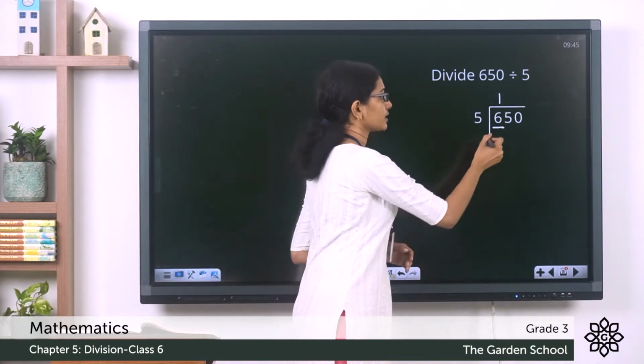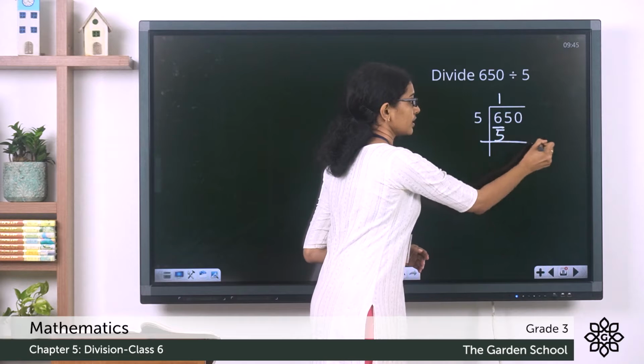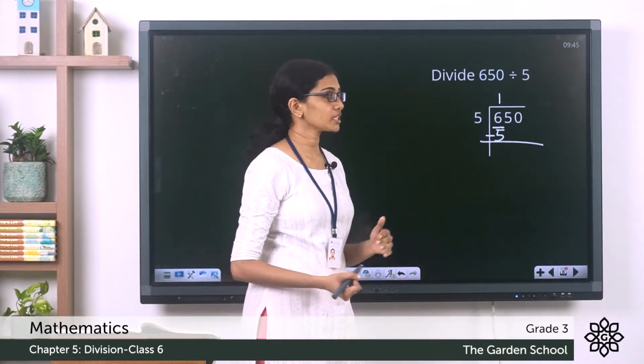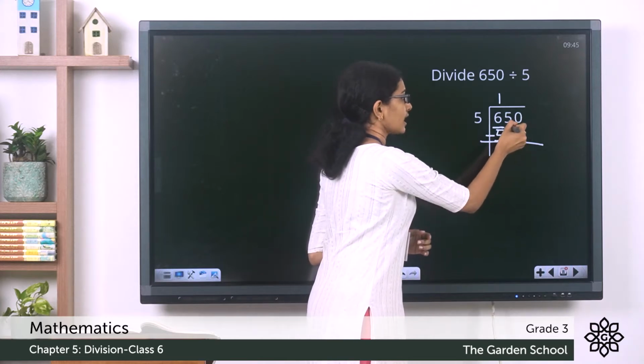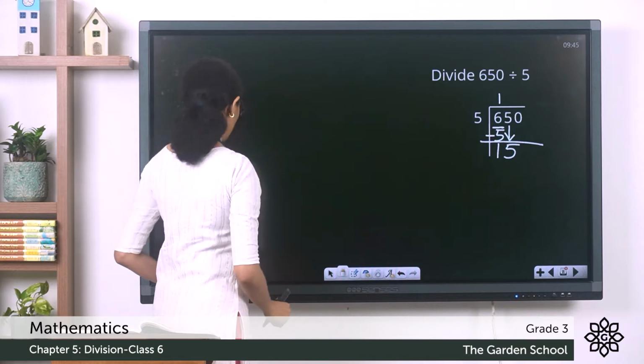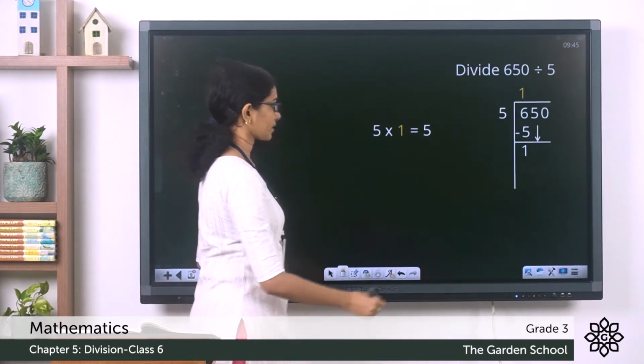Now 1 into 5 is equal to 5. Now let's subtract the numbers. 6 minus 5. What is 6 minus 5? It is equal to 1. Now let's bring down the next digit, which is 5. So now we have 15 here.